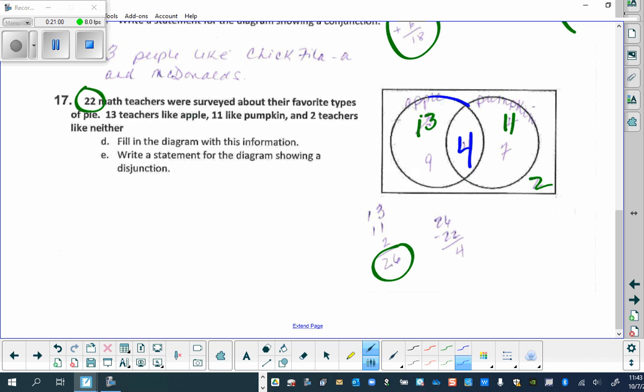So if this circle represents 13 people, right now I have 17. So I have to rewrite that to make sure that my numbers add up and make sense. Only 11 people voted for pumpkin. The way that I have it written now, it's 15. So that 11 has to be balanced out for the 4 people that voted for both. Make sense?